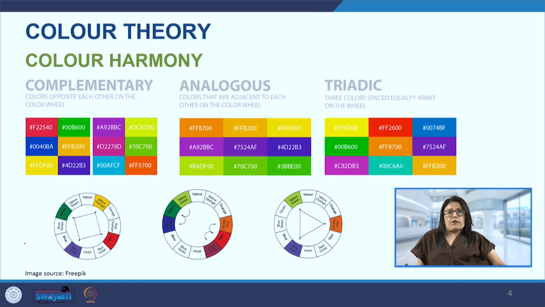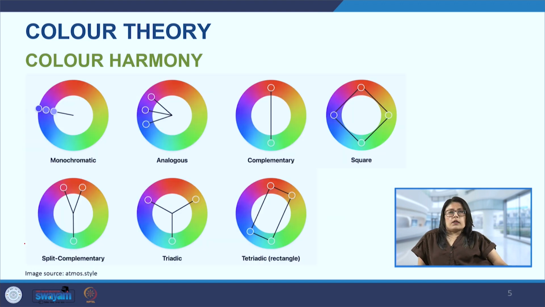And the next is a triadic. So these are equidistant from each other on the color wheel at three different equidistant points and they form sort of a triangle. There are these other color harmonies as well. So we have the monochromatic. So monochromatic is when we create it from one hue, and hue is the color. So when we say color, the technical terminology is hue, which is the pure color or pure pigment.